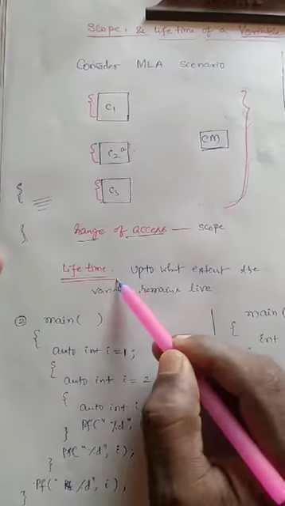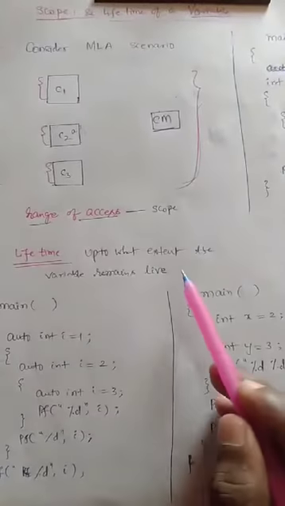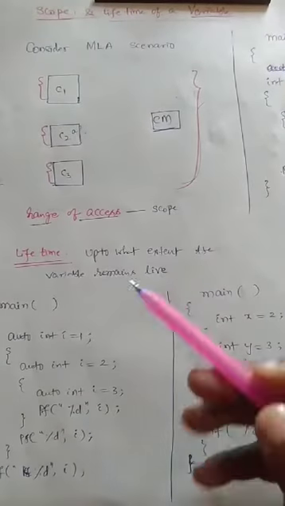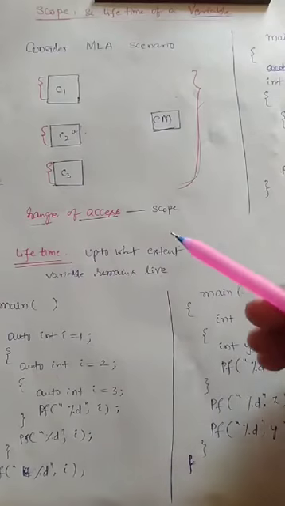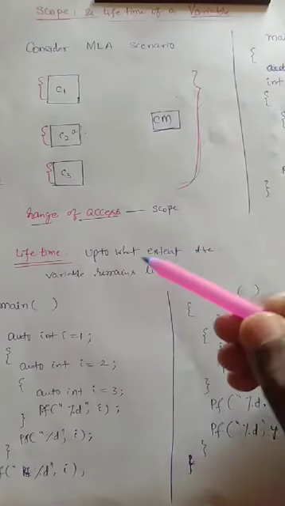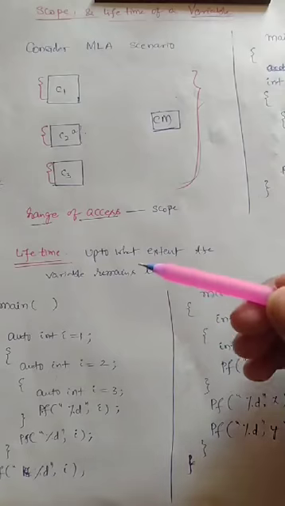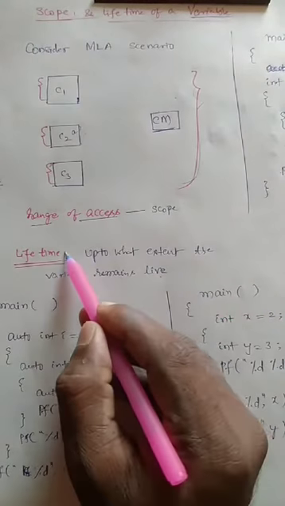The other concept is lifetime. Lifetime is nothing but up to what extent the variable remains alive. What do you mean by a variable remaining alive? If you consider one variable, how long is it getting executed, how long is it useful? We'll see in proper examples.